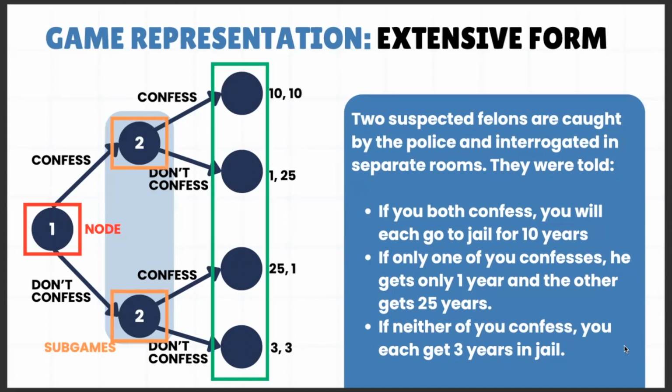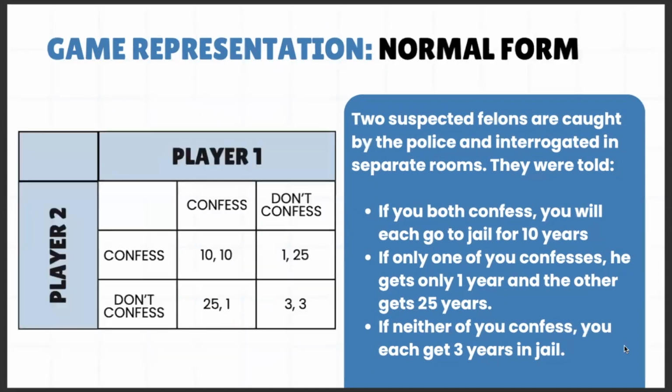The four nodes in the right column are terminal nodes. They represent all four possible payoffs to this particular game. On the other hand, the normal form of prisoner's dilemma looks like this. Here, the payoffs are in the cells. This payoff table indicates that if the first prisoner confesses, the other will also prefer to confess. If the first prisoner does not confess, again, the second prisoner will prefer to confess.